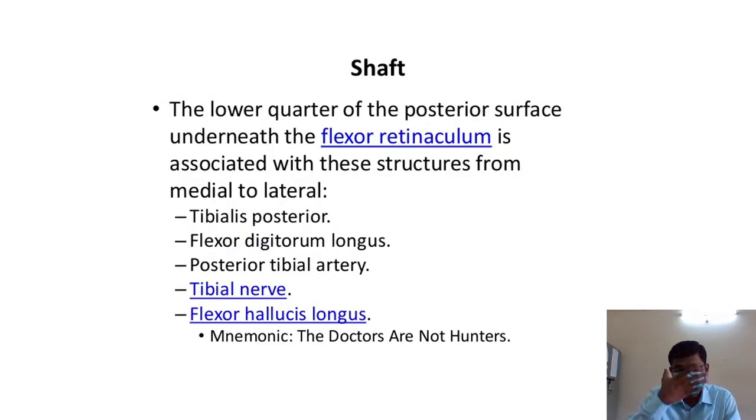Now coming to the shaft, the lower quarter of the posterior surface underneath the flexor retinaculum is associated with these structures from medial to lateral side. Those are the tibialis posterior, the flexor digitorum longus, as I just told you, and the posterior tibial artery. Then comes the tibial nerve, and the most lateral one is the flexor hallucis longus.